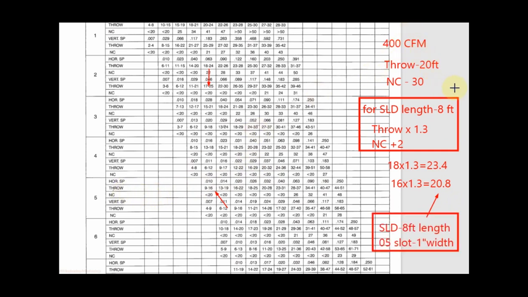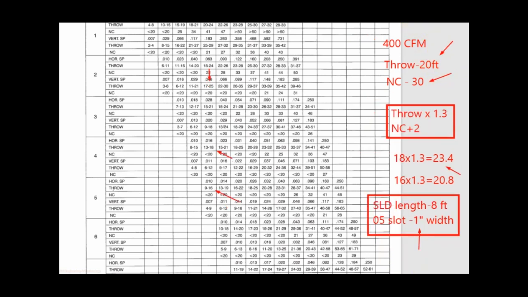So in this way we have selected a linear slot diffuser for 400 CFM, maximum throw value 20 feet and maximum NC 30: a linear slot diffuser of length 8 feet, number of slot 5 and slot width 1 inch. In this way you can select a linear slot diffuser for given parameters for supply air.